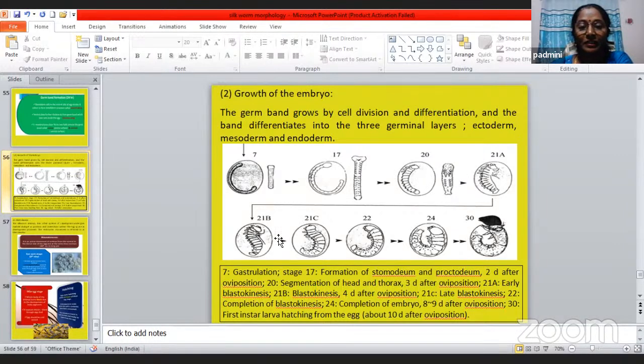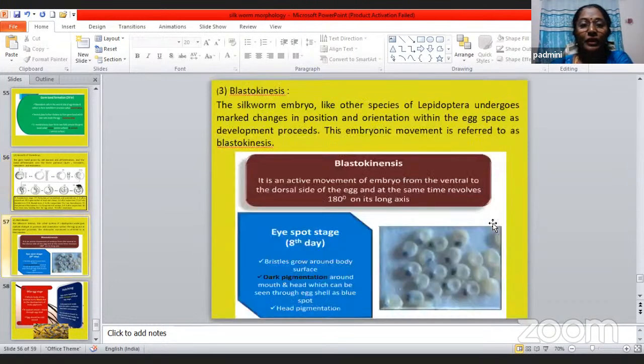And as the blastokinesis stage proceeds, you can see that the larval formation occurs over there. So you can see a clear picture of the larval formation occurring. And as the larva is completely formed, the larva undergoes hatching, which is when those small ant-like structures come out of the egg. So here, what is the important point you have to remember about blastokinesis? It is the active movement of the embryo from the ventral to the dorsal side of the egg. And at the same time, they undergo a 180 degrees axis movement. That is what blastokinesis is.